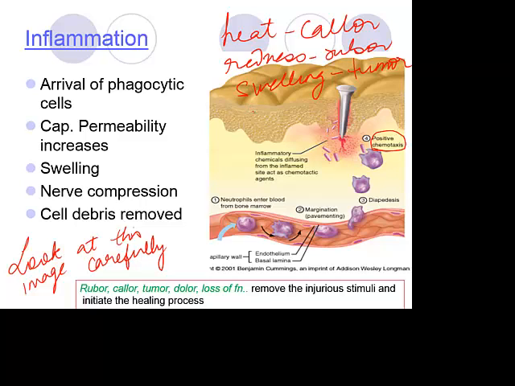And dolor is pain, because the nerve endings are compressed. You also will have loss of function of that area if the swelling is really large. So the purpose is to localize that region so that it doesn't spread, and to speed up repair.